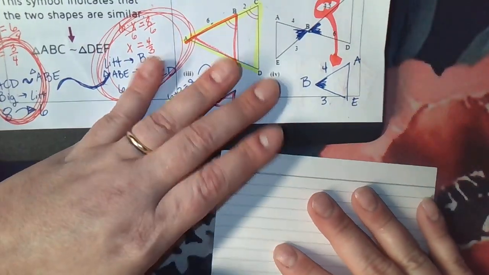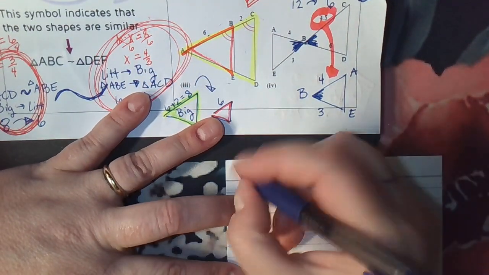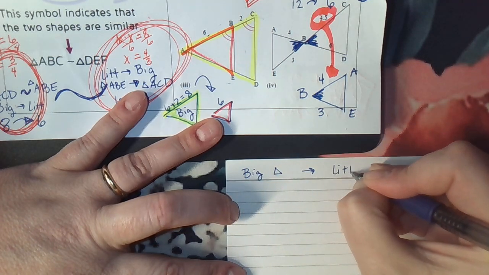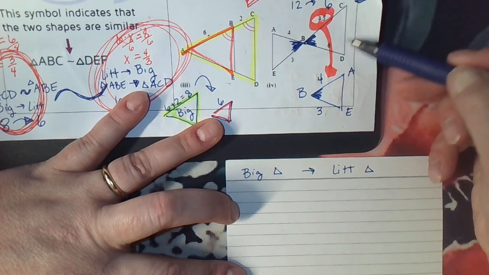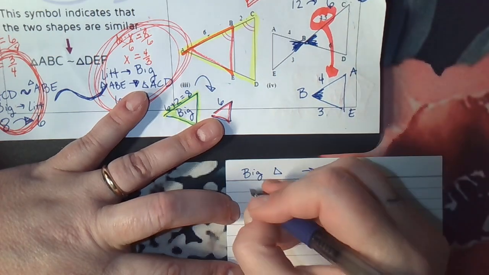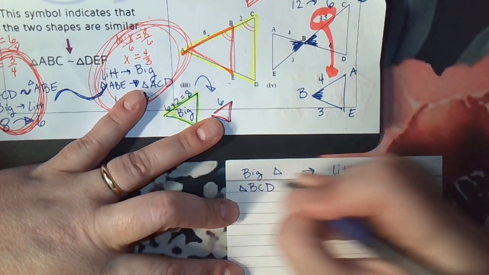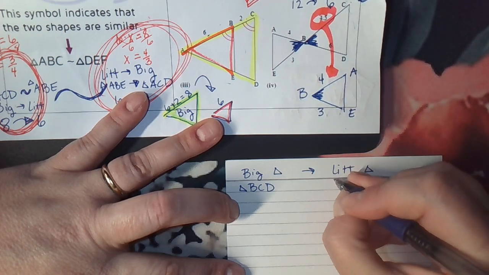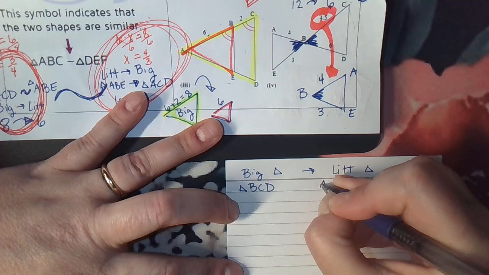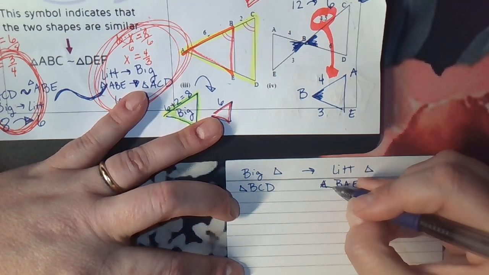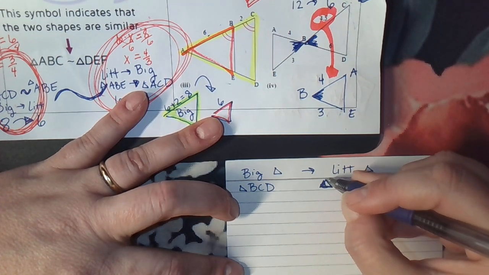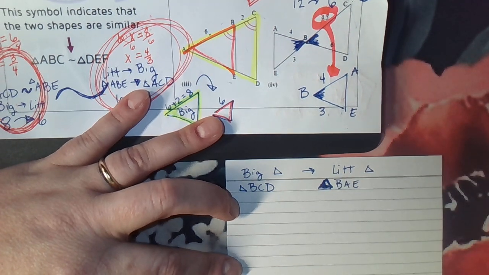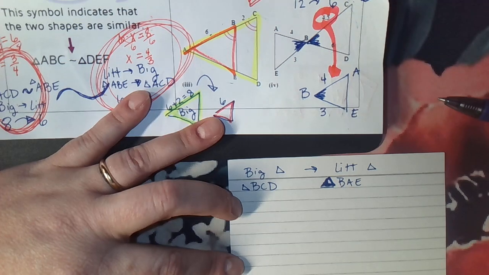Ran out of room. Okay, let's say we're going from the big triangle to the little triangle. Which one's the big one? We'll say the big one is this BCD, and the little one is this BAE. Okay, so these triangles are similar if their sides are proportional. Let's check. They might not even be proportional.